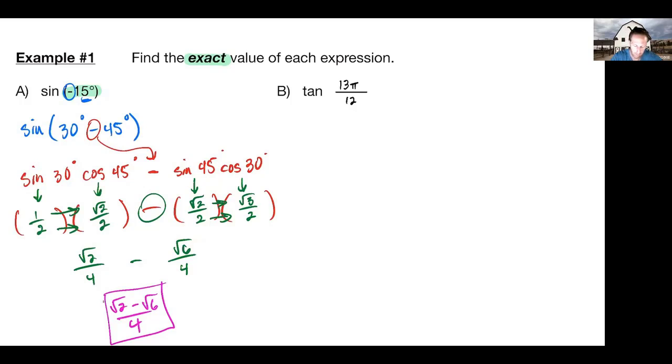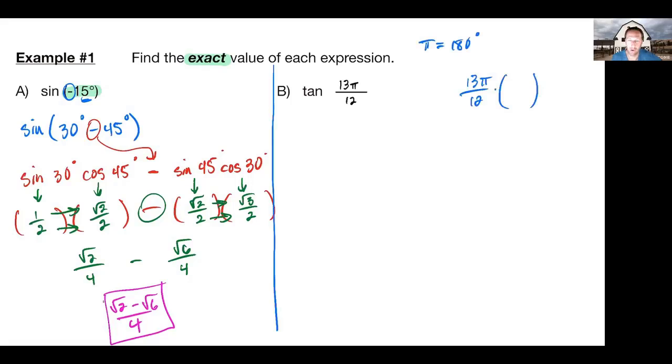I wanted to give you one that was both sine and tangent, and one that was both degrees and radians. So go ahead and pause it, give that a try. I'll come back and explain it to you. It may be a little bit different than what you did, but remember, as long as you get the end result and can show me how, that's all that matters.